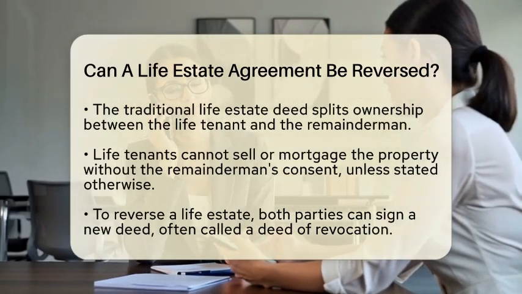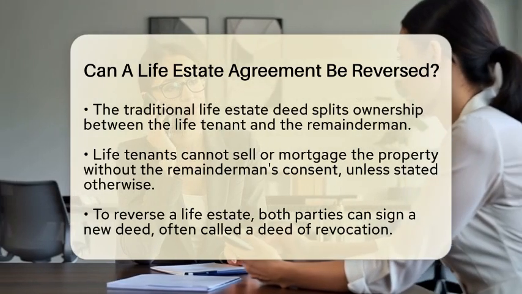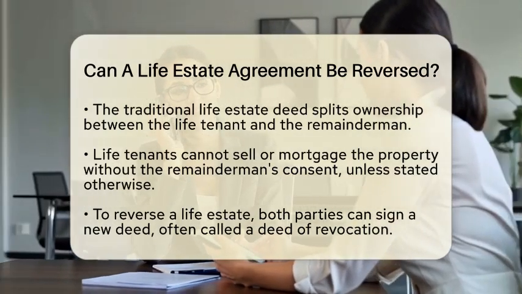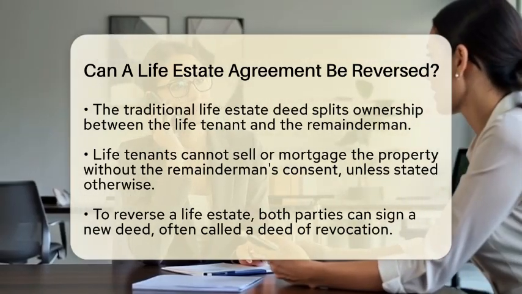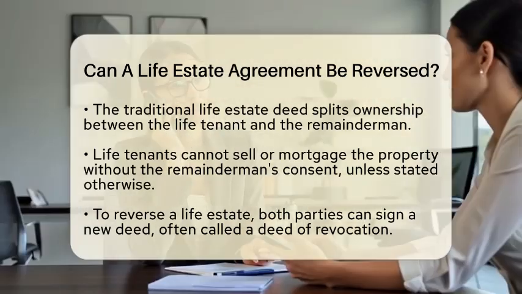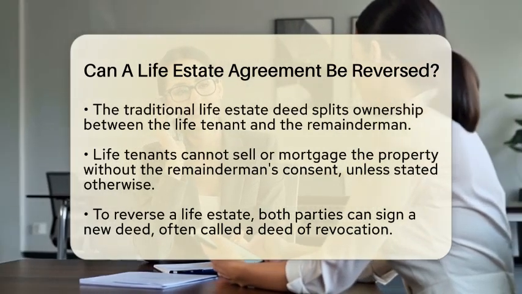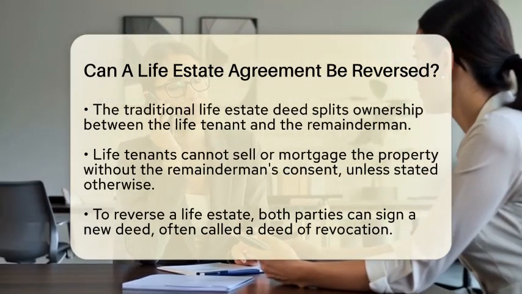If you are looking to reverse a life estate, the process can vary. If both the life tenant and the remainderman agree, they can sign a new deed that cancels the life estate. This document is often called a deed of revocation or a new deed of conveyance. This is the simplest way to reverse the agreement.